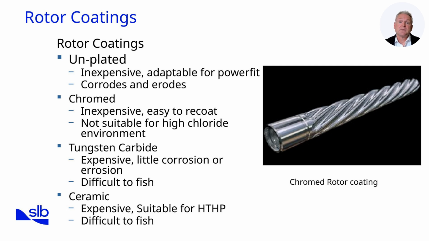environments. Tungsten carbide offers high resistance to corrosion and erosion, though it is expensive and difficult to retrieve if lost in hole. Ceramic coatings are also costly, but excel in high temperature, high pressure conditions. Choosing the right coating depends on mud type, downhole chemistry, and economics. Engineers must balance cost, resilience, and fishing risk. Proper rotor selection can dramatically extend motor life, reduce maintenance, and improve drilling performance, particularly in aggressive or corrosive environments.